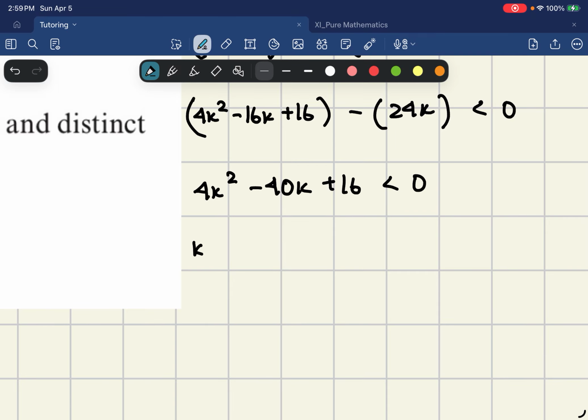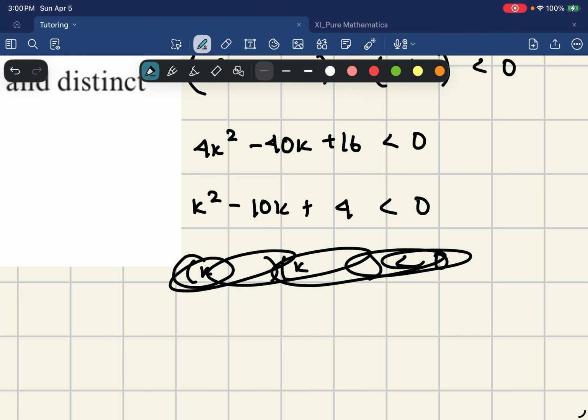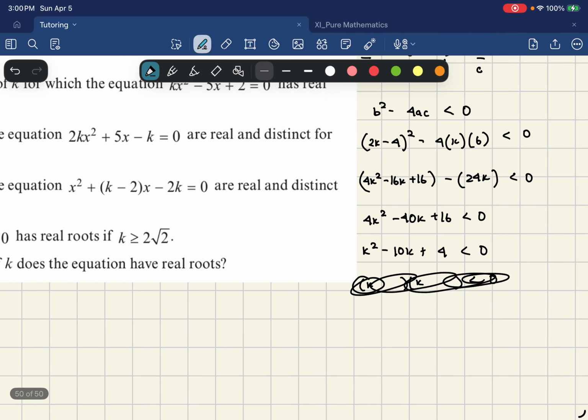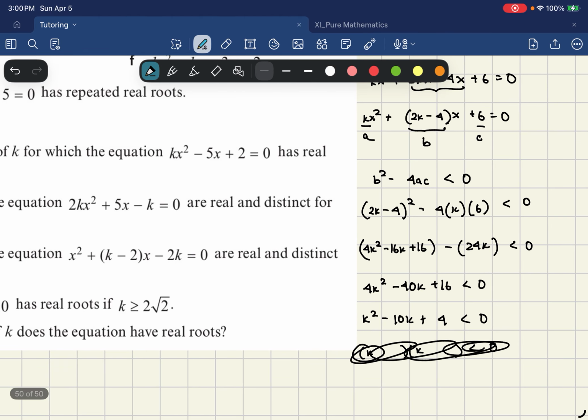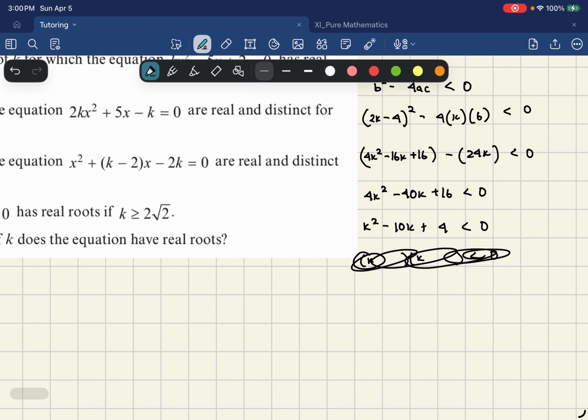I can divide everything by 4. So I get k squared minus 10k plus 4. And I can factorize this. And when I factorize it, I believe I get... I don't think I can factorize this, actually. So did I make a mistake somewhere? Let me think. So I want two numbers whose product is 4 and sum is negative 10. That's very hard to achieve.